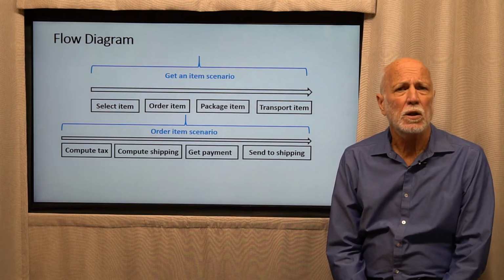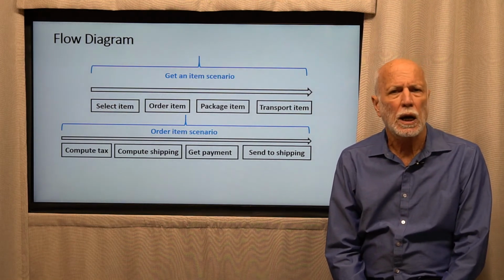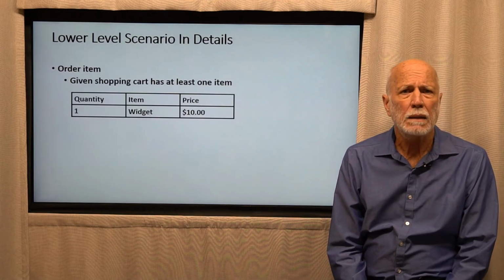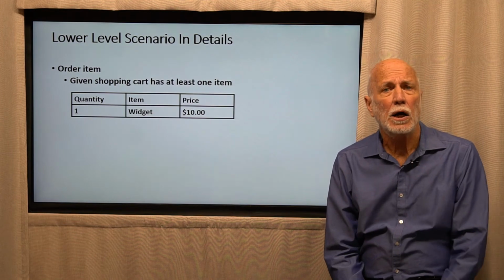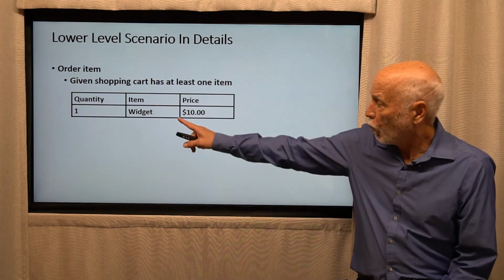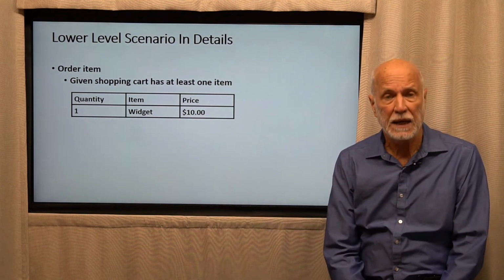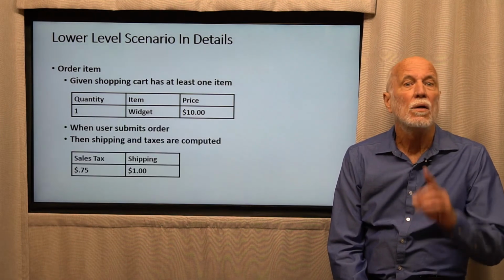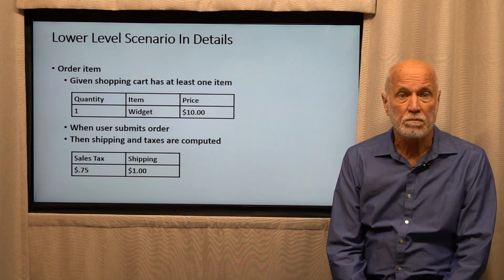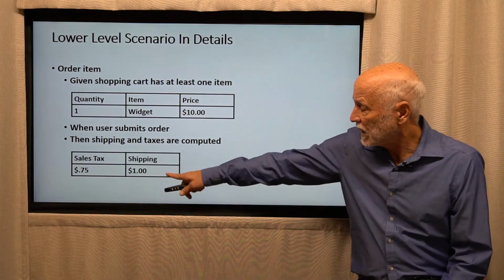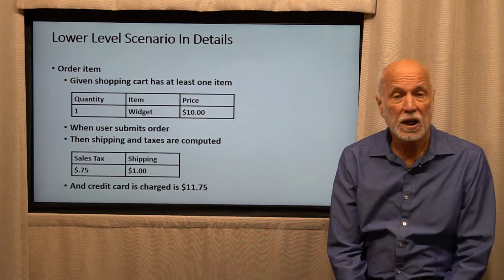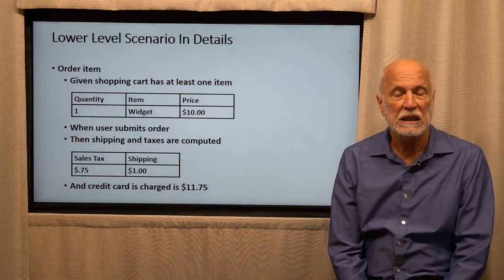You could also add a little more detail to this order item scenario. So here's order item again. Given our shopping cart has at least one item, that widget in there for a price of $10, when the user submits an order, then the shipping and taxes are computed. The sales tax of 75 cents, the shipping of $1, and our credit card gets charged $11.75.